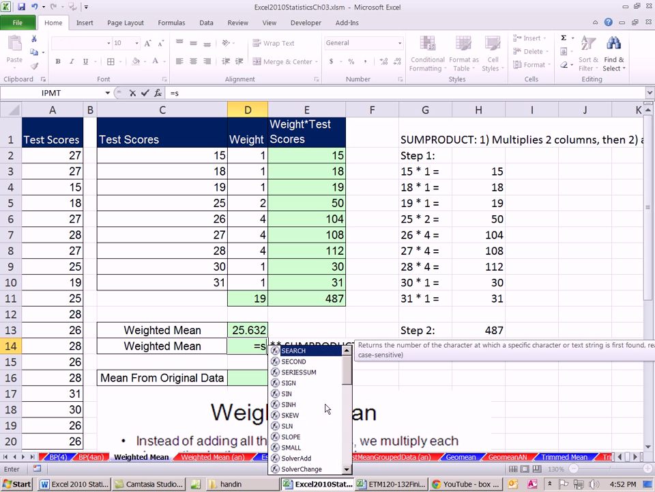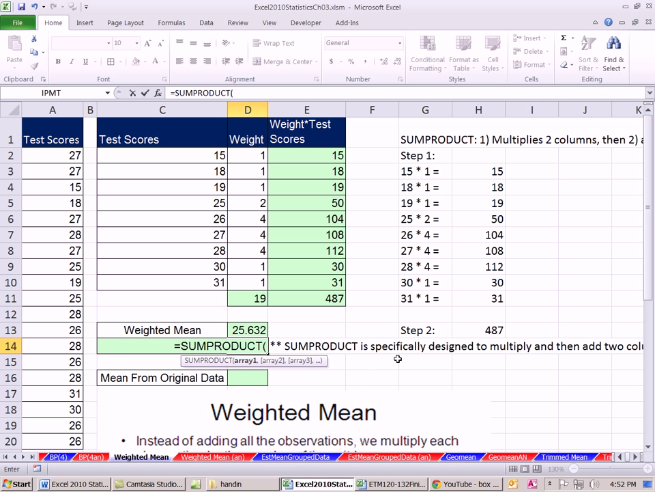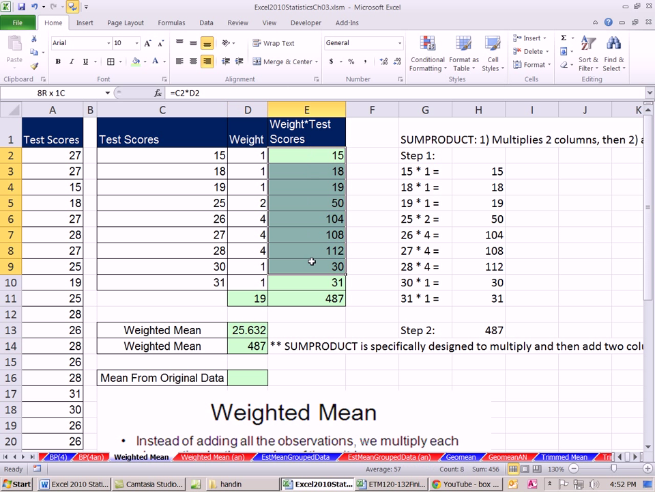All right? So equals sum product. And it says array 1, array 2. You simply list the 2 columns that you want to multiply and then add in succession. And they have to be the same dimension, meaning this is 1 column by however many rows. And that will add, right? So that's kind of cool, right? That avoided this whole extra column.